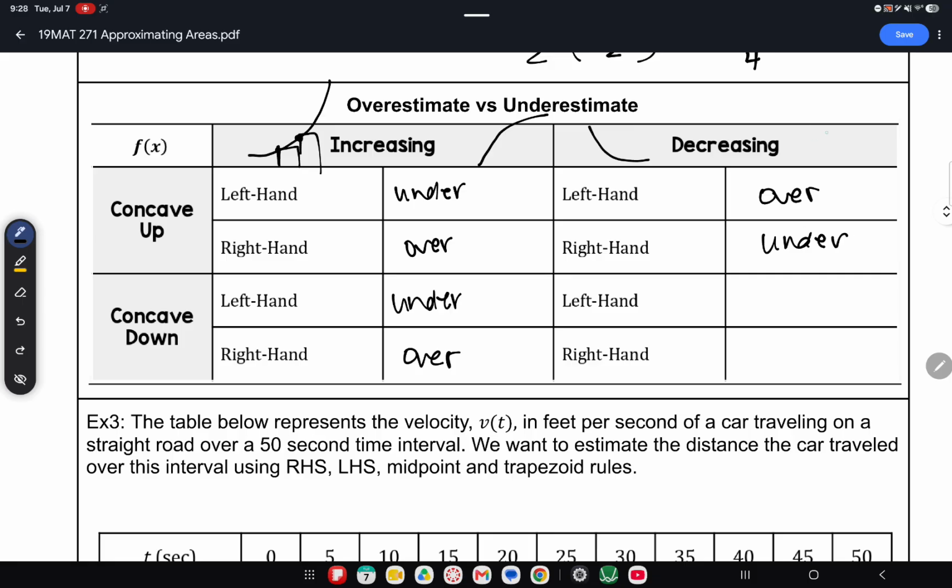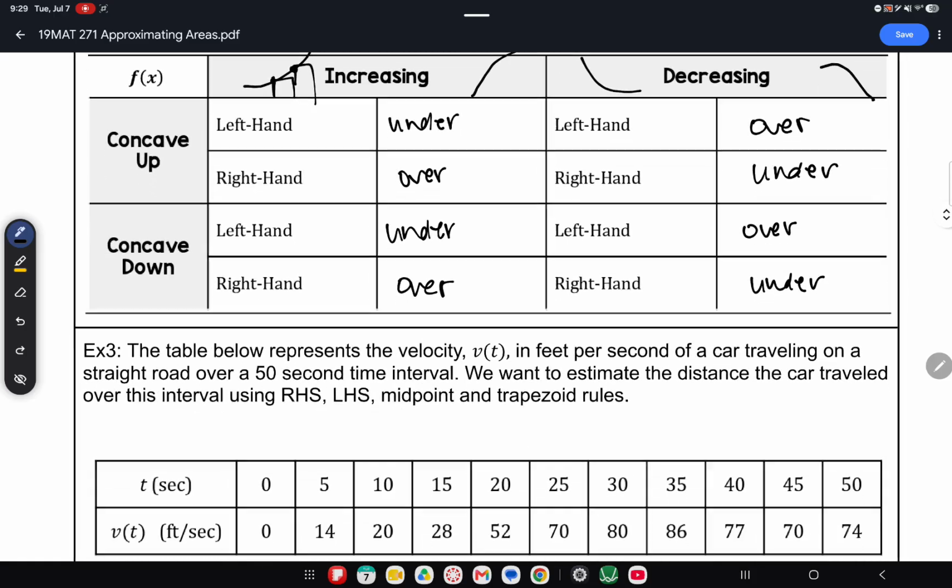And then decreasing and concave down looks like that. Left hand will be over and right hand will be under. All right, feel free to draw some scenarios for yourself and see what I'm talking about here. Or we just have this chart. That way you know whether it's going to be over or under based off the shape.